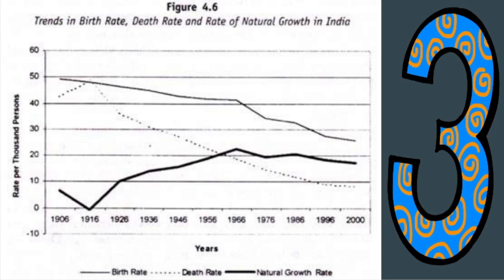This slide shows the trends in birth rate, death rate, and the rate of natural growth in India. This is used to show the demographic transition stage of India. India is currently undergoing the third demographic transition stage, which is the industrial stage, characterized by increasing population with declining birth rates and low death rates.